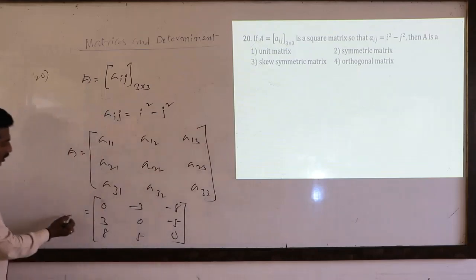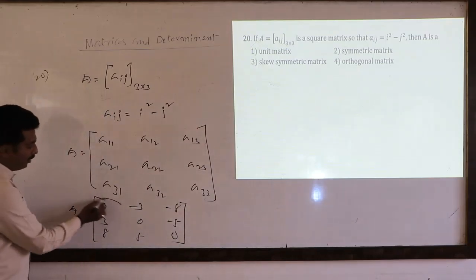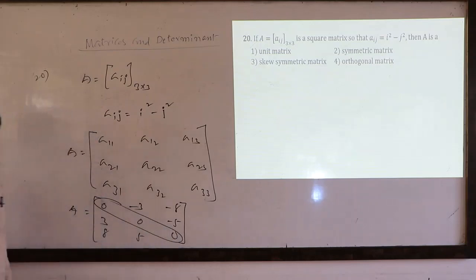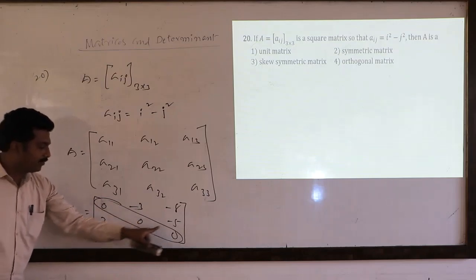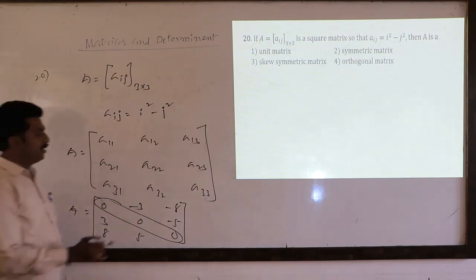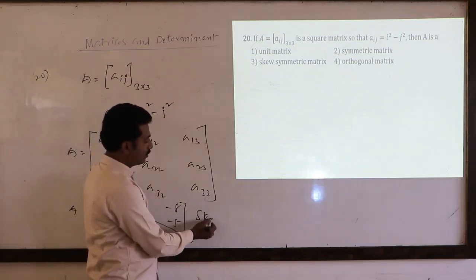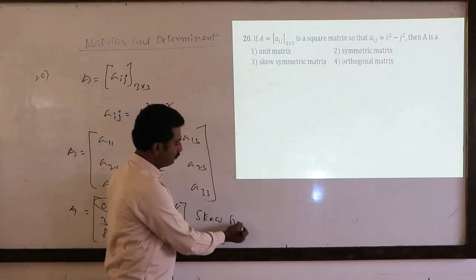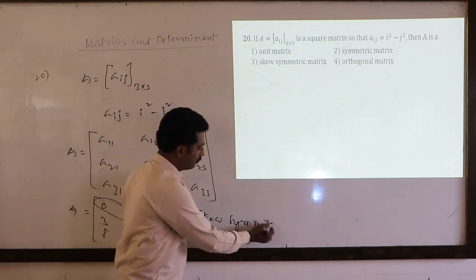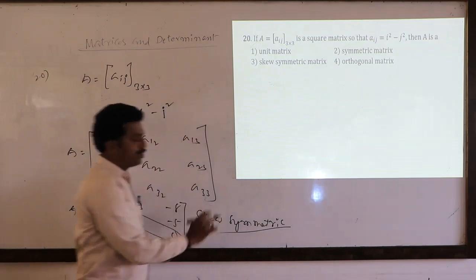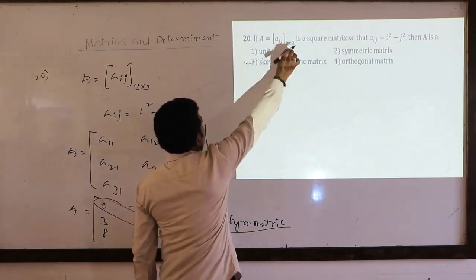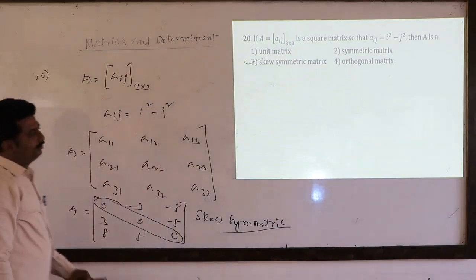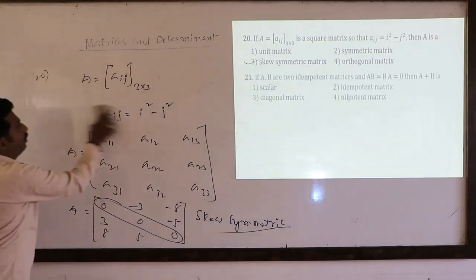Very clear. All the principal diagonal elements you observe are zeros. Here minus 3 plus 3, minus 8 plus 8, minus 5 plus 5. So this is a skew symmetric matrix. Which option? We can take the third as the answer. Next.